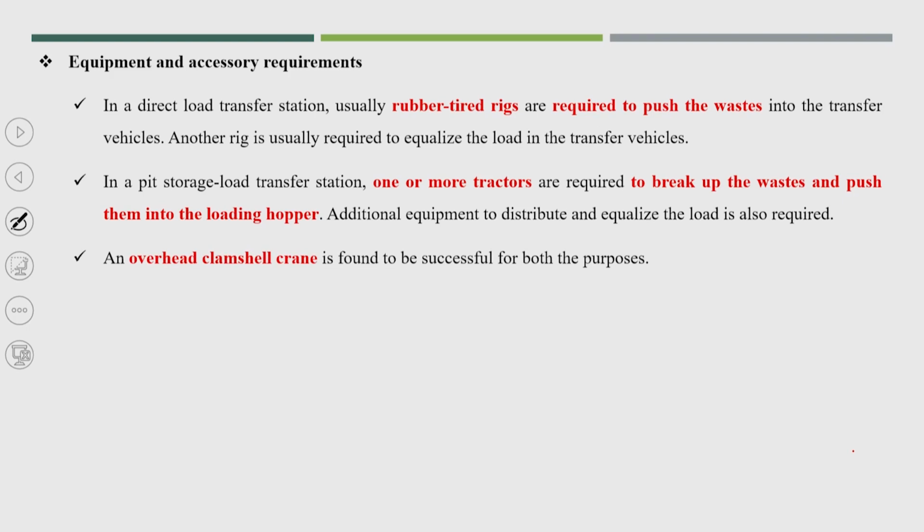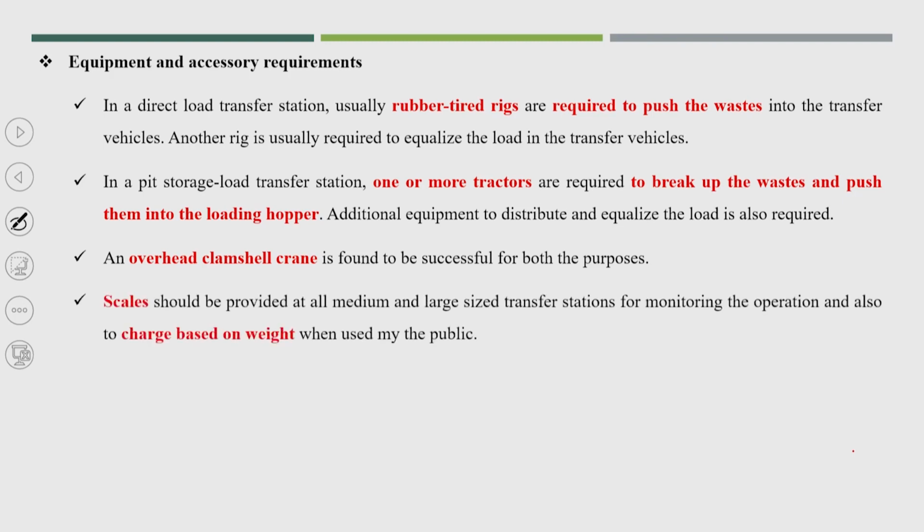An overhead clamshell crane is found to be successful for both purposes, especially to distribute and equalize the load into the storage area. Scales should be provided at all medium and large size transfer stations for monitoring the operation, and also to charge based on weight when used by the public. So, this was a different idea.